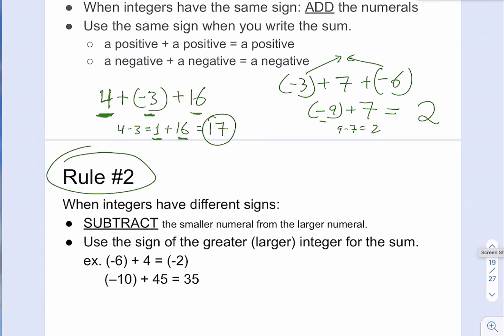But what's my sign going to be? I have a -9, which is larger than the 7. The 9 is larger than 7, so we're going to keep the sign of that. So it's going to be -2. That is integer addition using the rules.